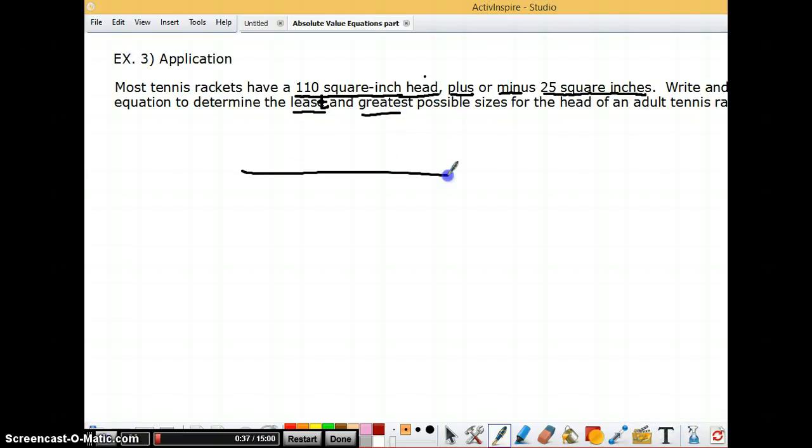Alright, so if we think about this on a number line, right? They said that it's 110. And then plus or minus 25. So that means that this gap's 25 and this gap's 25. Which you could determine the least and greatest that way as well. We do want to write the absolute value equation.